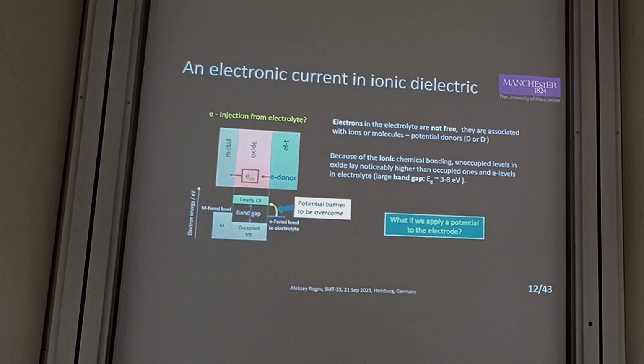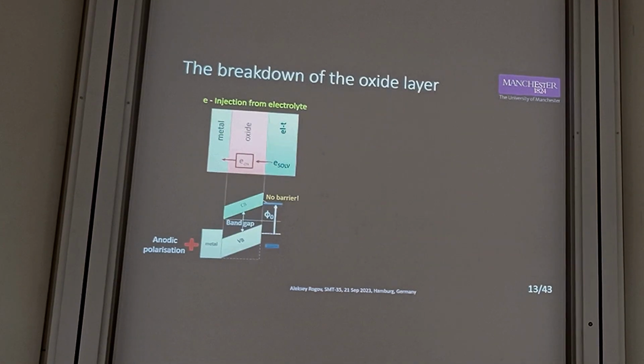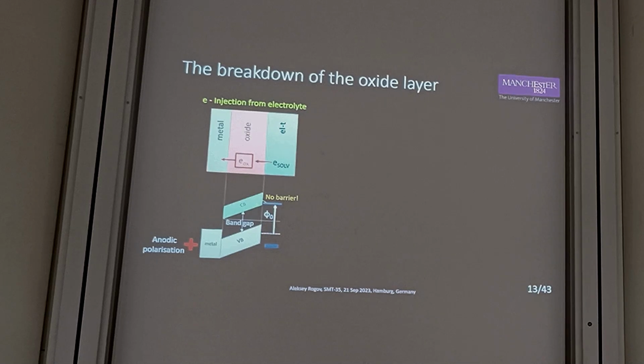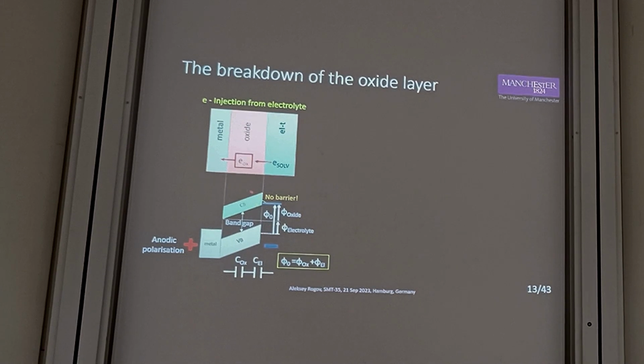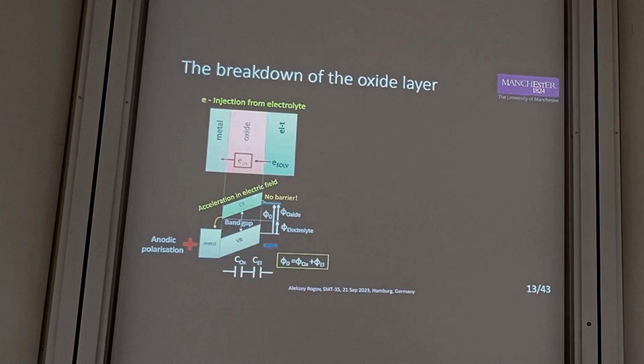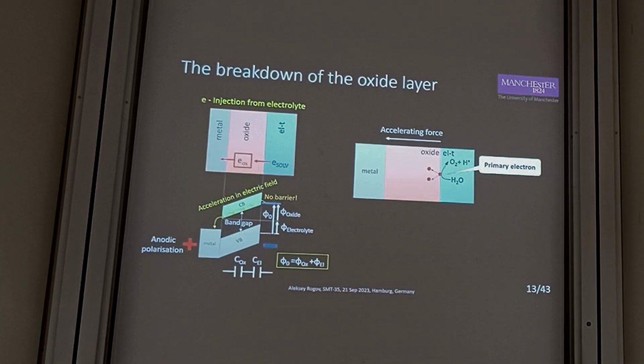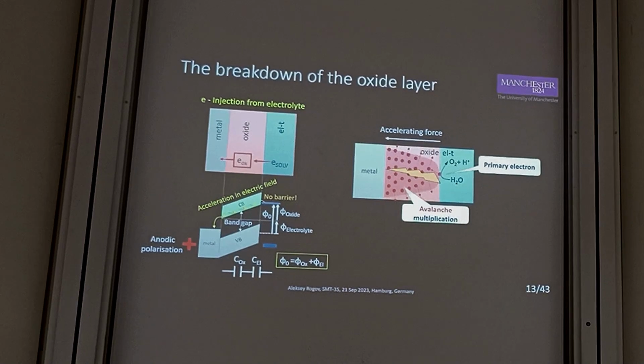So what if we apply a higher potential? In this case, if we apply a high enough potential that the electrolyte species reach the bottom of the conduction band, the total potential drop will include two components. One is the drop within the oxide-electrolyte interface, and another is the drop within the oxide. In such a situation, the electrons appearing at this interface will be accelerated within this electric field, and it may result in the multiplication of the primary electron of the anodic reaction, causing avalanche multiplication and breakdown.